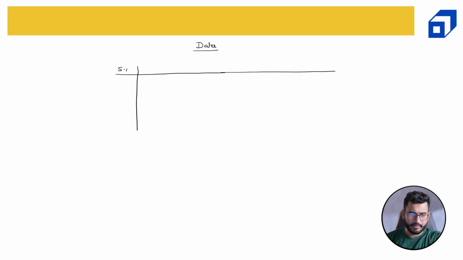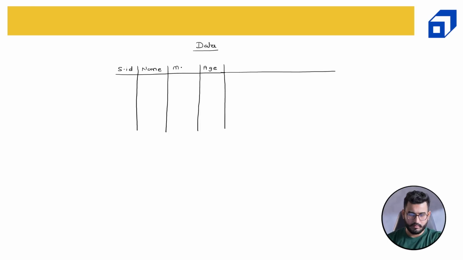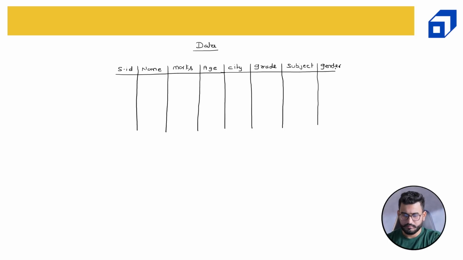We were having student ID, the name of the student, salary, age, or instead of salary, let's put marks, age, then city. Then we can go about writing grades and maybe subject. And finally, we can talk about the gender. Let's fill this table with a few data points.